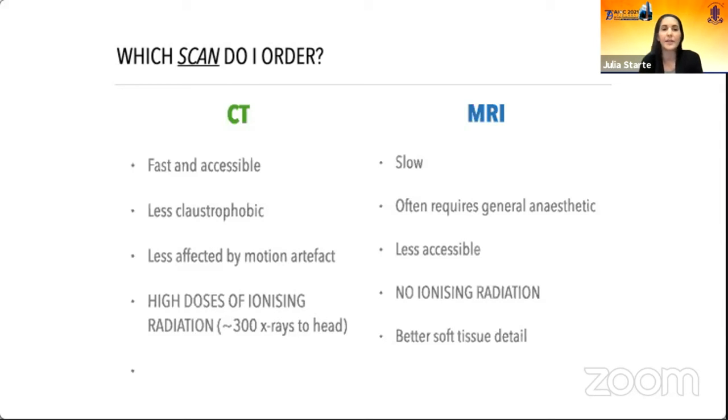MRI, on the other hand, is very slow. It often requires a general anaesthetic in a young child, which means it can be incredibly difficult to access. And certainly we find this in Sydney. It's very difficult to access MRI under general anaesthesia. But there is no ionizing radiation and there's certainly better soft tissue detail.